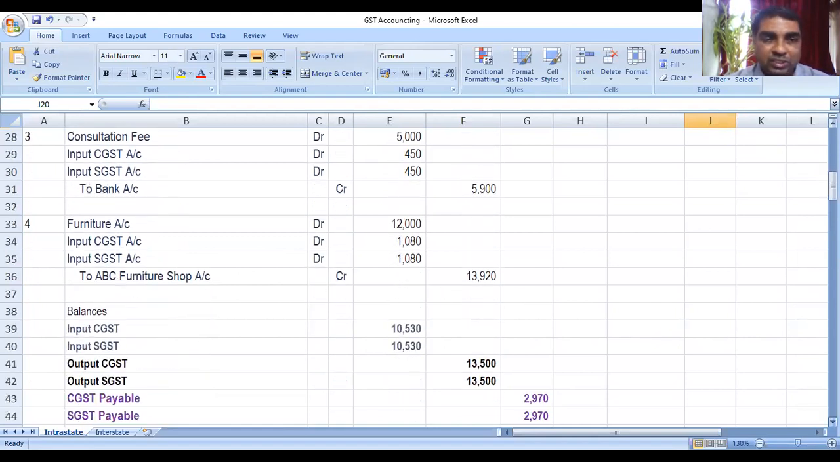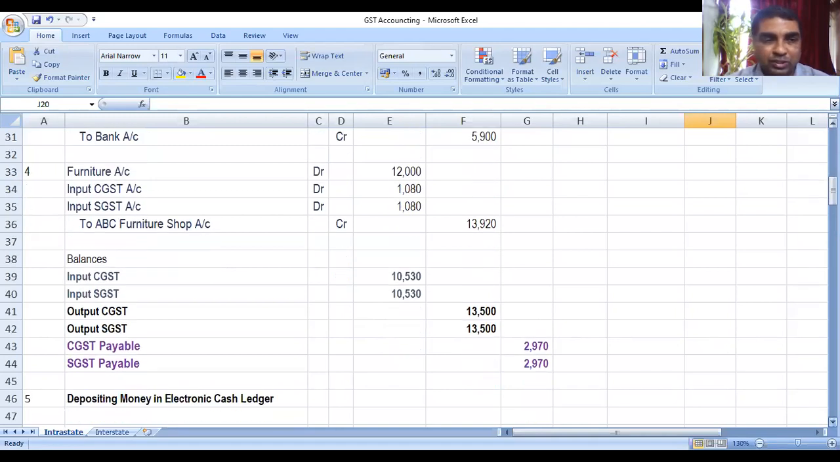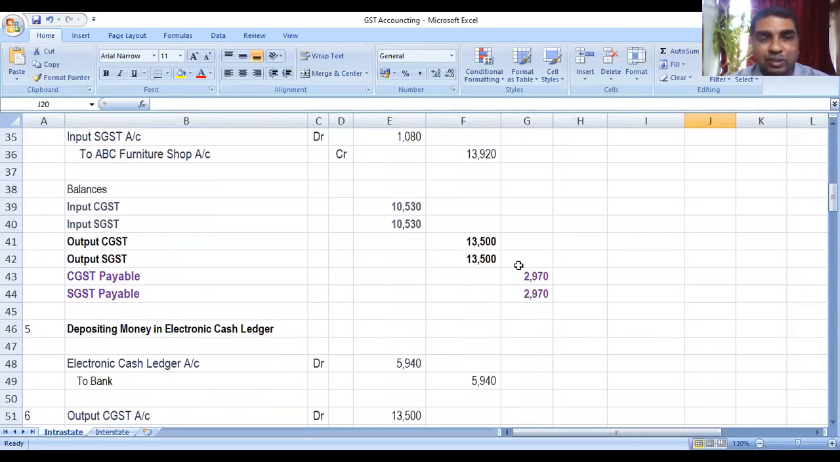When furniture or a capital asset is purchased, one asset is created, asset account is debited, and input CGST account and input SGST account, these two other current assets, are also created. Money may be paid to the supplier or it may be on credit. Once that is over, we have understood the process: we have to analyze how much input credit is available, what is the liability, and how it is to be settled.